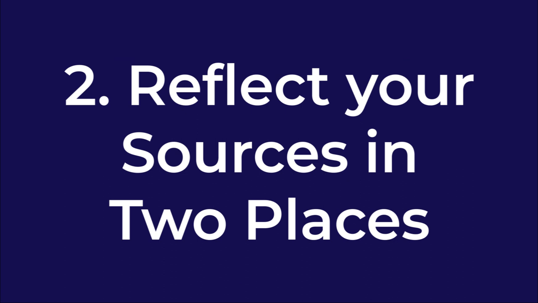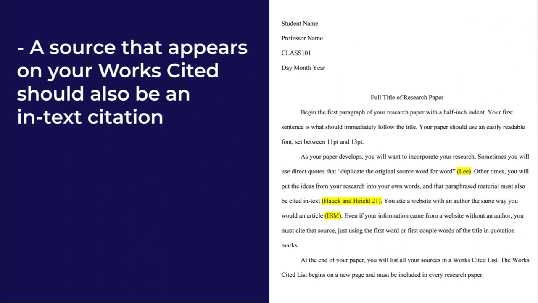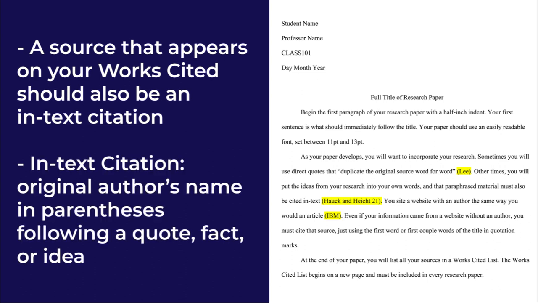Number 2. Reflect your sources in two places. If something is on your works cited list, it should also appear somewhere earlier in your assignment as an in-text citation. An in-text citation is the original author's name in parentheses, usually following a quote, fact, or idea.